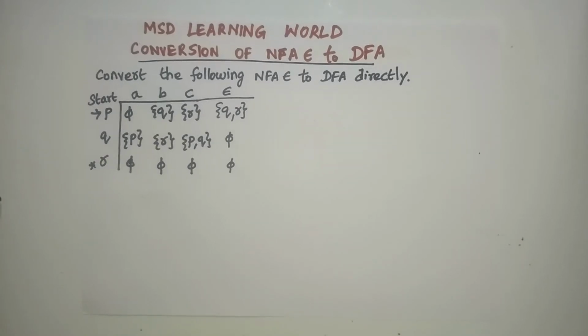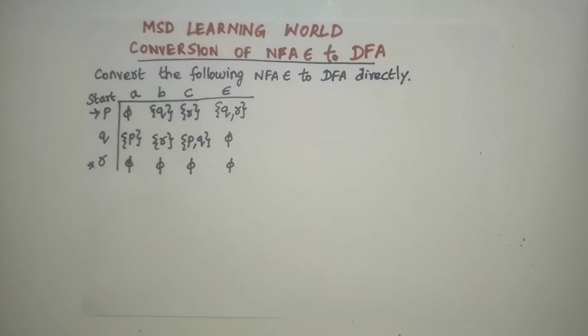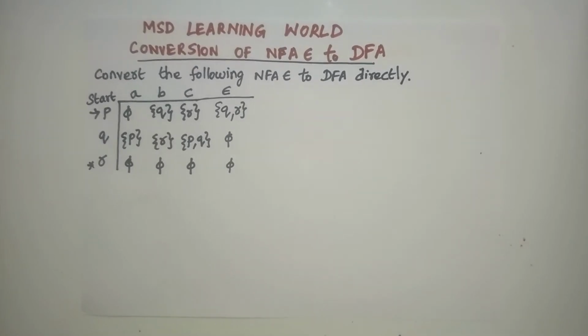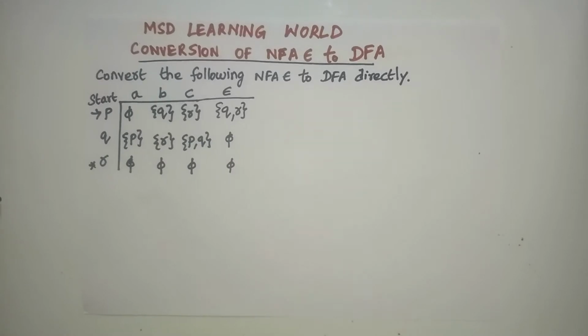So here from the conversion of NFA epsilon to DFA, we have to make two processes. One is we have to eliminate non-deterministic property. The number two is we have to eliminate epsilon transition. As we have already seen, if we want to eliminate the non-deterministic property, we have to start creating the new states. The second is for eliminating the epsilon transition, we have to form epsilon closure of all the states.